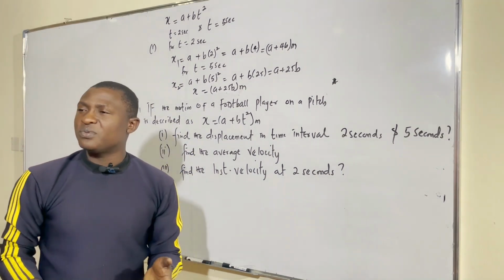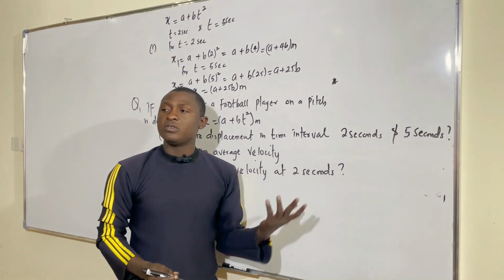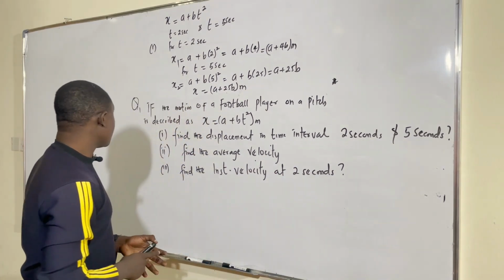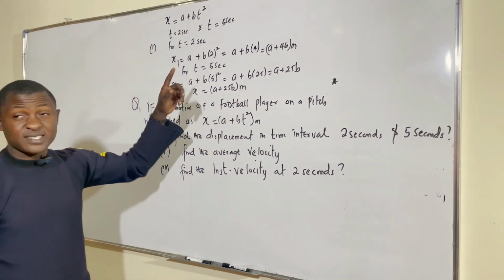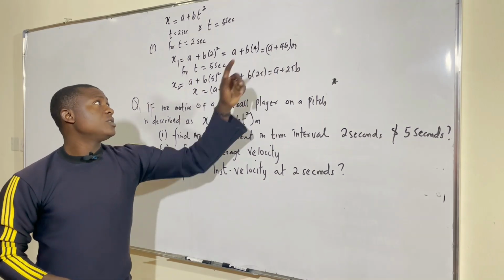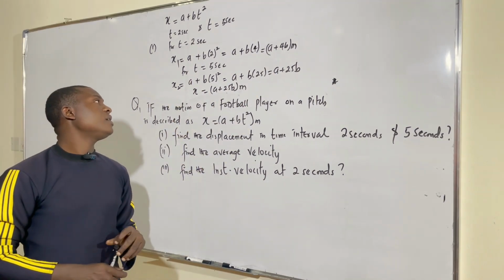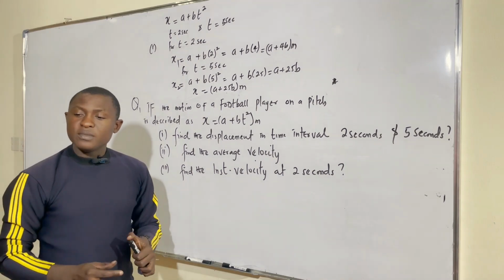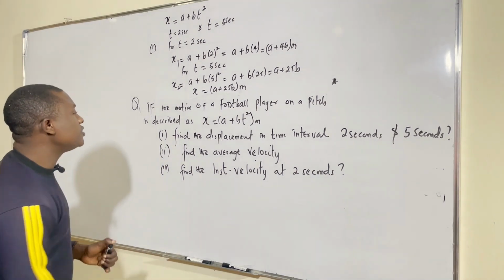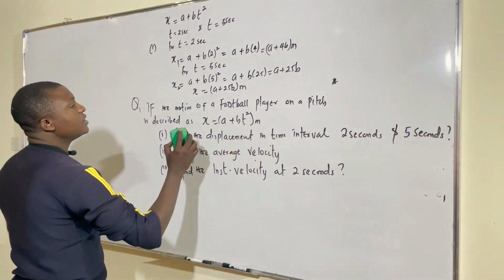You can see it's also simple. It's nothing difficult compared to the first one as well. So now our distance for the first one is a plus 4b meters. The second distance we have is a plus 25b meters. So let's calculate the change in distance now. Can I just clean this side?